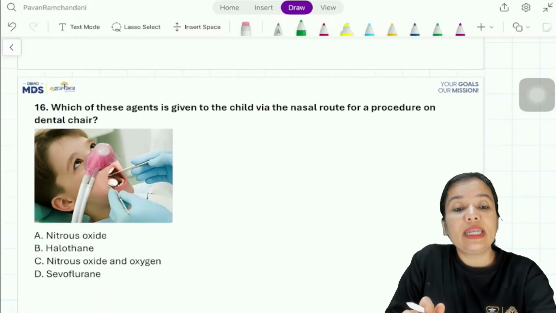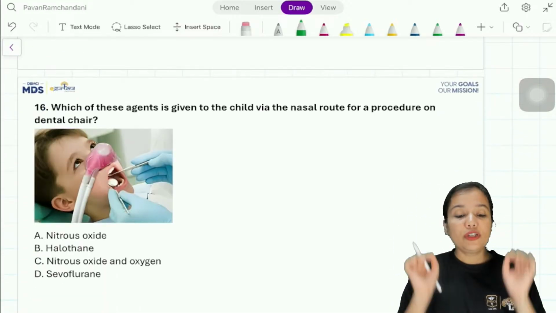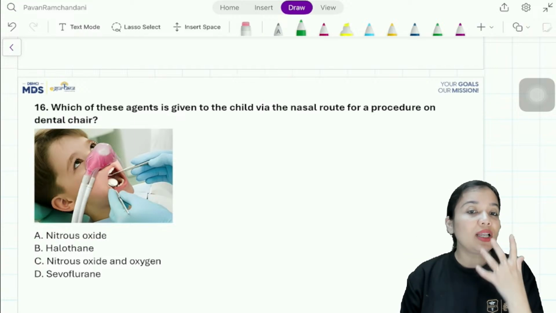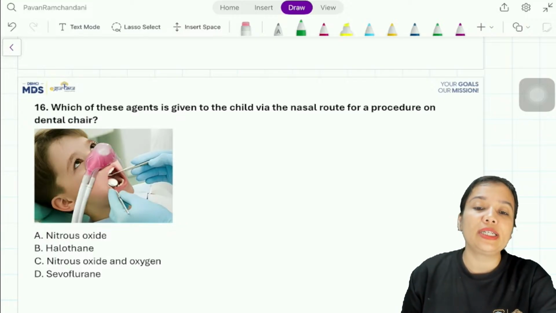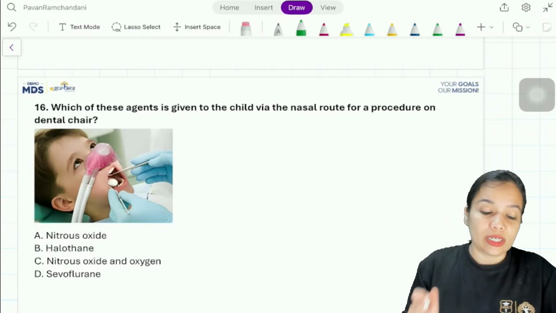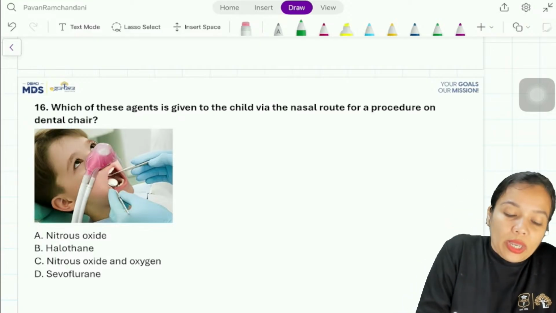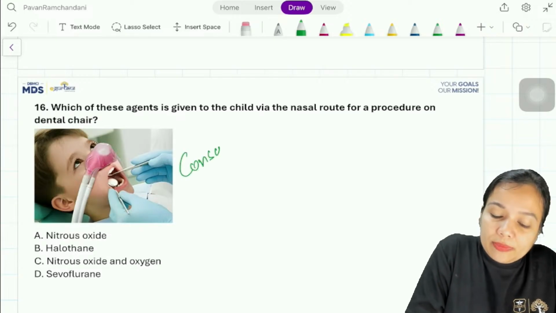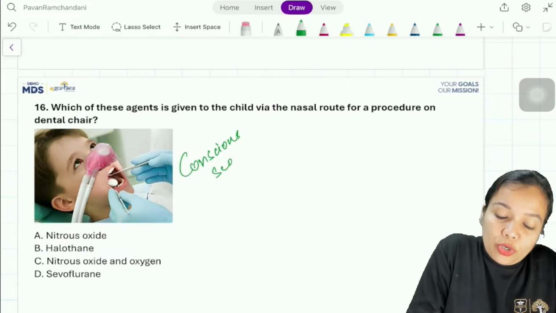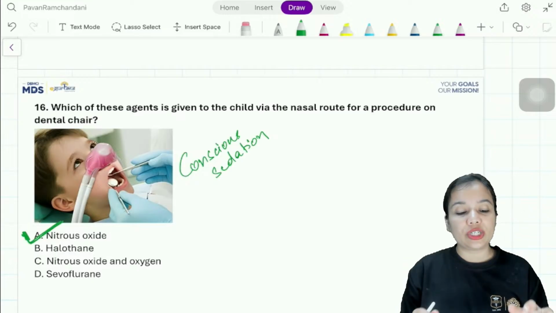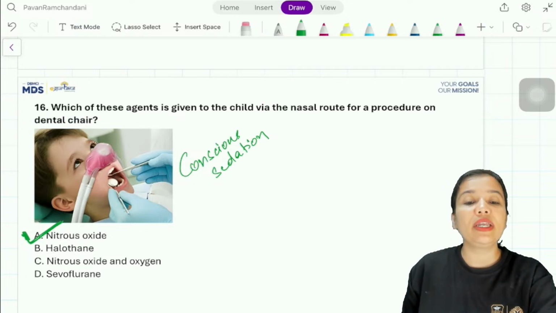Question number 16 is, which of these agents is given to the child via the nasal route for a procedure on the dental chair? So you all can see a picture. What is being given to the child via the nasal route? As you all know, he is undergoing a procedure under conscious sedation. So for conscious sedation, what do you give? You give nitrous oxide through the nasal route. So that is conscious sedation, and there's a mask through which you're giving nitrous oxide.